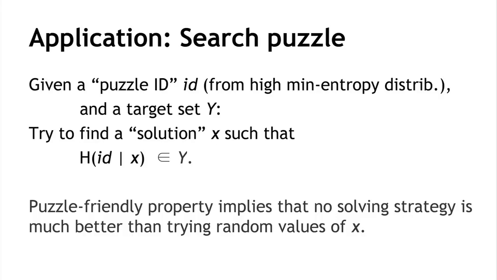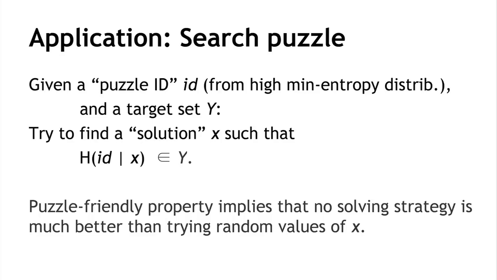To be more specific, the idea is that we're given a puzzle ID, which is chosen from some high min-entropy distribution, that is, some very spread out probability distribution, and we're given a target set y, which someone wants the hash function to fall into. Then we want to find a solution x, so that if we hash the puzzle ID together with the solution x, we get a result that's in the set y. So y is a target range or set of hash results that we want, the puzzle ID specifies a particular puzzle, and x is a solution to the puzzle.